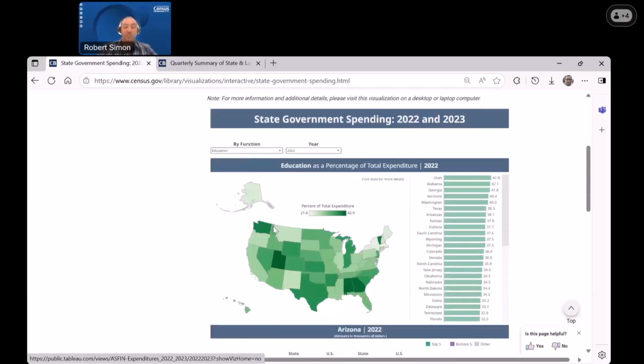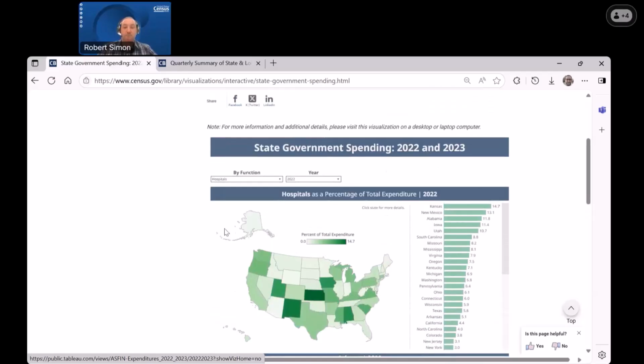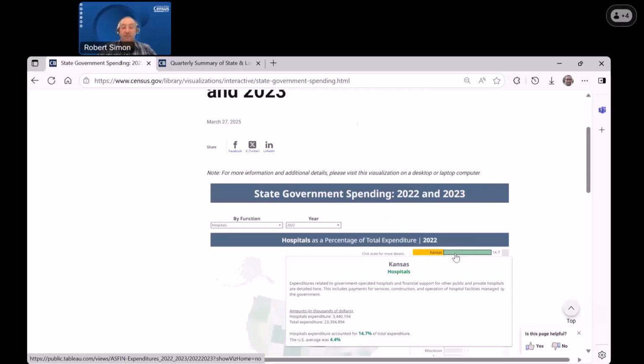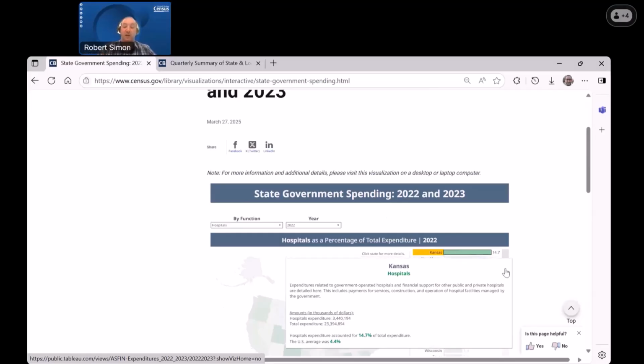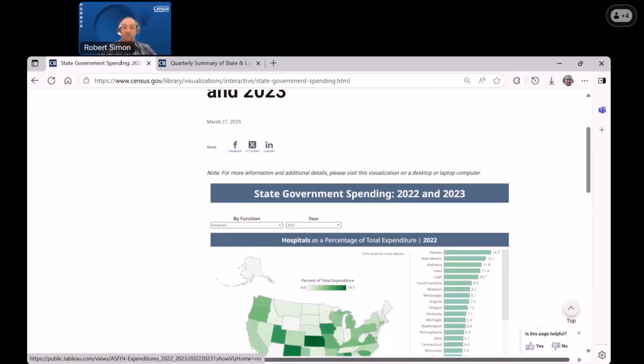Next, we'll look at hospitals. We can see that Kansas and New Mexico come out on top. Kansas spends about $23.4 billion every year, $3.4 billion of which is spent on hospitals. New Mexico spends just over $28 billion every year, $3.6 billion of which is spent on hospitals. I'm going to go back to the presentation here.